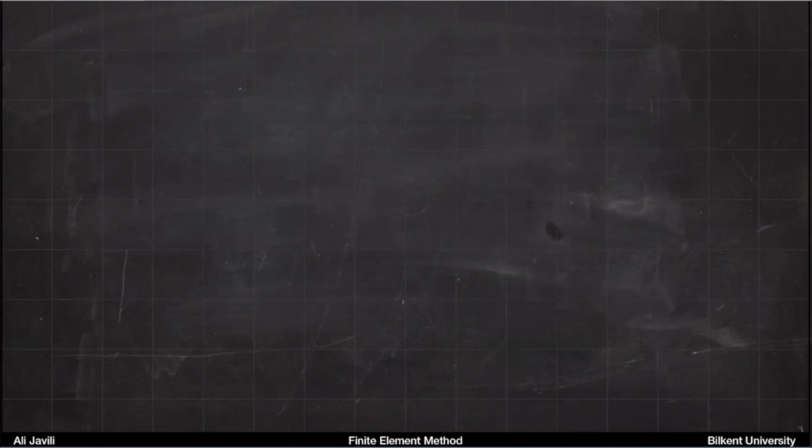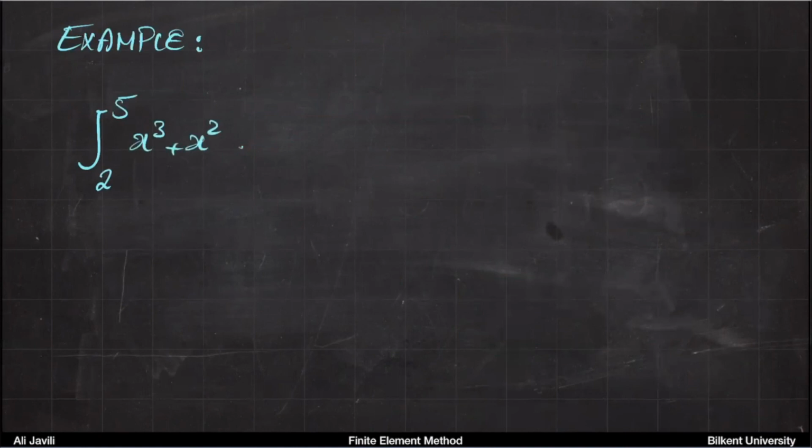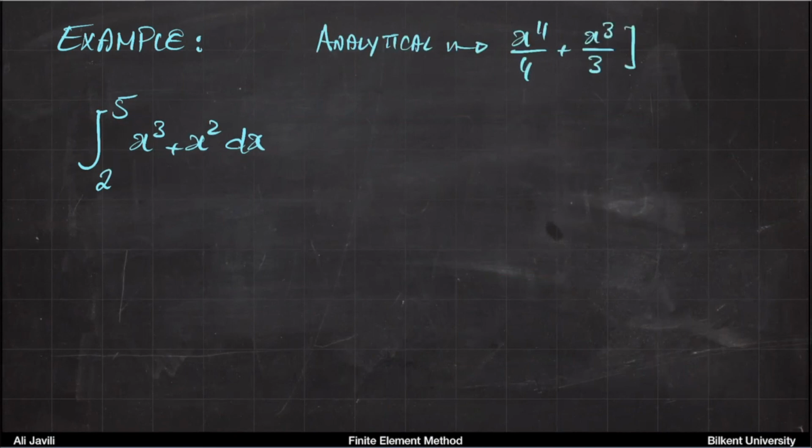Let me just do one more example and then I give you a nice break. So the second example is actually pretty short. I just give it to you in case you want to test your calculations. So let's say you have an integral from 2 to 5 of x cubed plus x squared dx. The analytical solution for this would be x^4 divided by 4 plus x^3 divided by 3, from 2 to 5, which gives you 191.25. So that's the analytical solution.